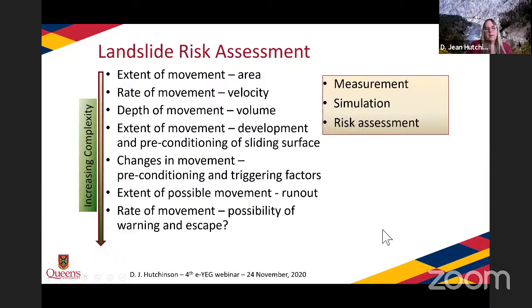So from my perspective, when we're assessing landslides, there are a series of steps that require increasing amounts of information and are increasingly complex to think about. And you can see that on this slide, where initially you have some sense of the extent of the movement, some idea of the rate of movement and velocity on surface. And then when you get into the subsurface, you can start to get an idea of the depth of the movement, the extent of the movement, how much has the sliding surface moved, how our movement changes responding to preconditioning and triggering factors, how far might the landslide run out if it occurs. And if it does occur, do we have the possibility to provide warning in enough time for any people downstream to escape, for example?